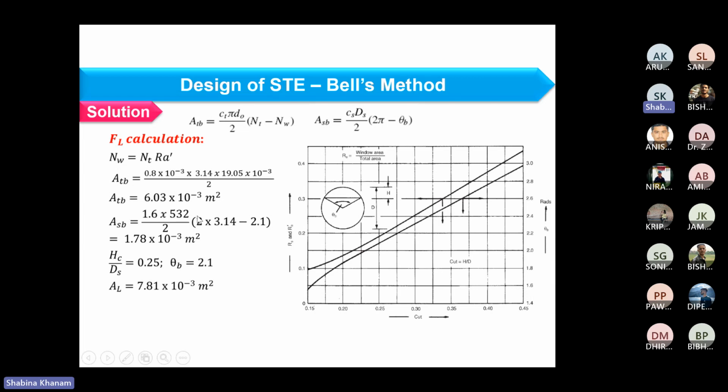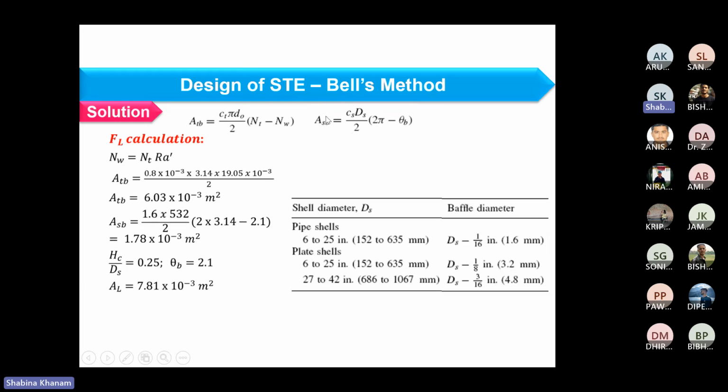And we can find out ASB using this expression, CS ds by 2 pi minus theta b. Here you need to find out CS and theta b. CS will depend on the shell diameter. If you see, the shell diameter here is 532, and this is the table we discussed yesterday to see the value of CS. So 532 will lie over here.